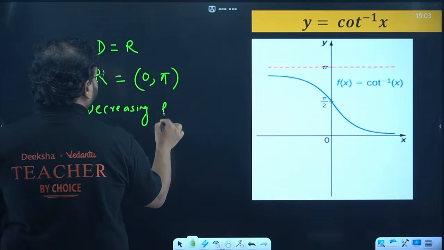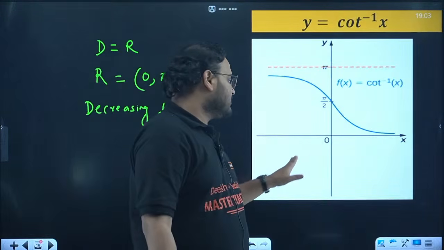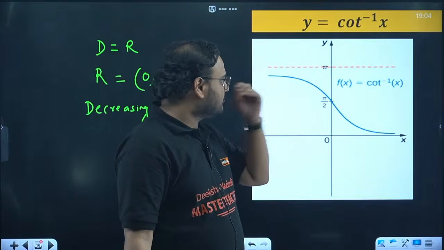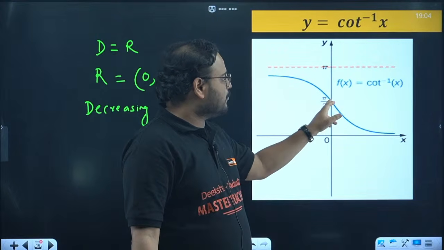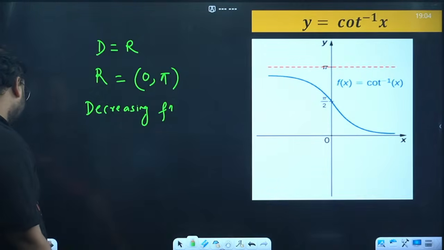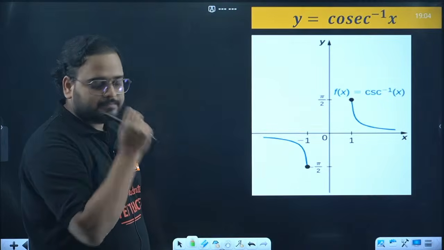Decreasing function. What about odd even? Not possible. For odd, it should be symmetric about first and third, and for even, it should be symmetric about first and second. So it should be like this actually, but it's not the case. So not even, not odd. Cosec inverse, this is again a decreasing function.